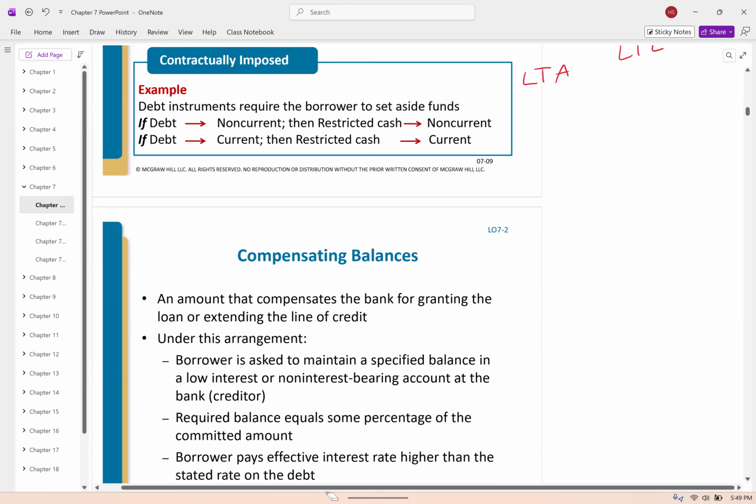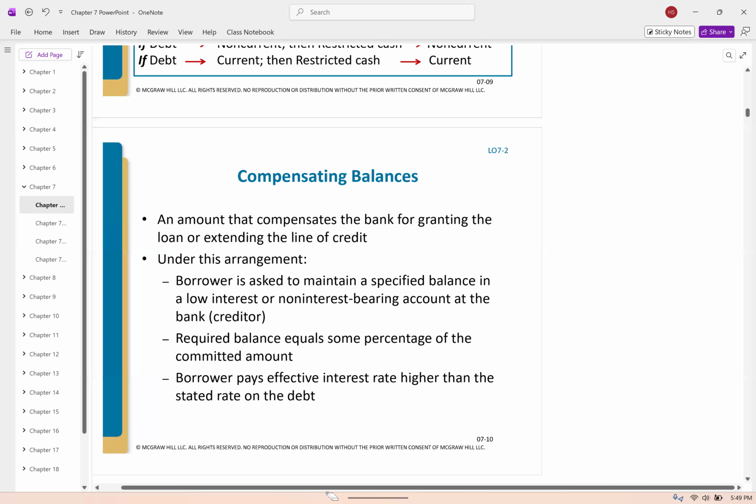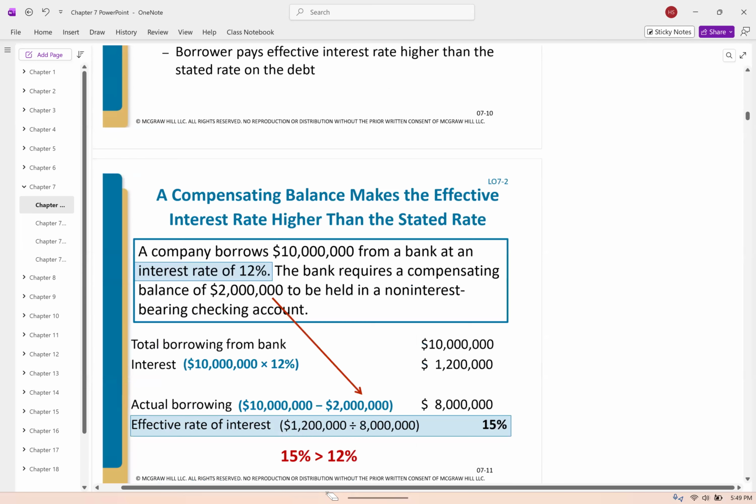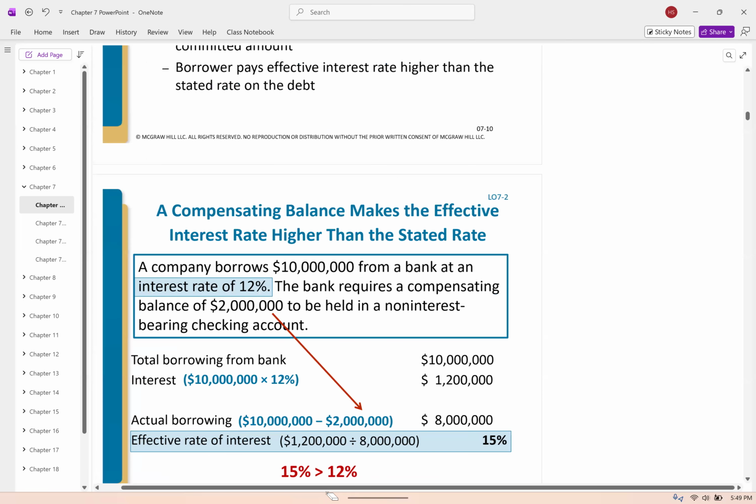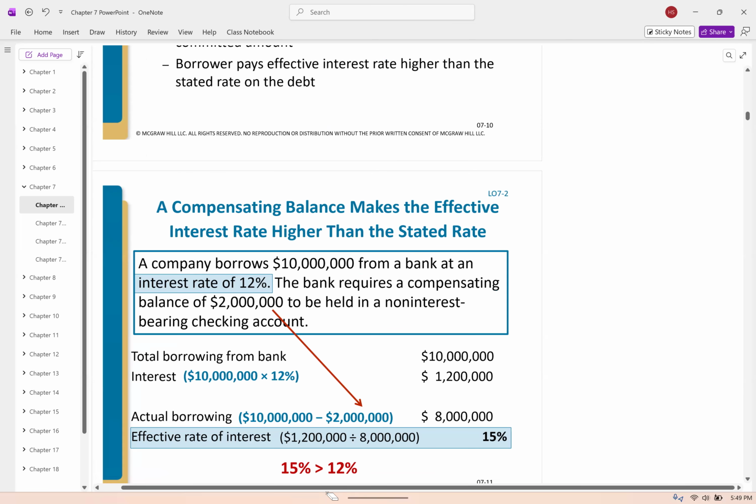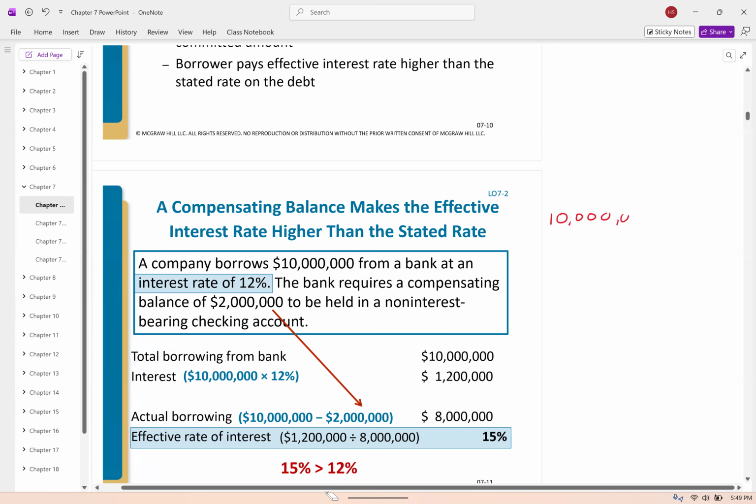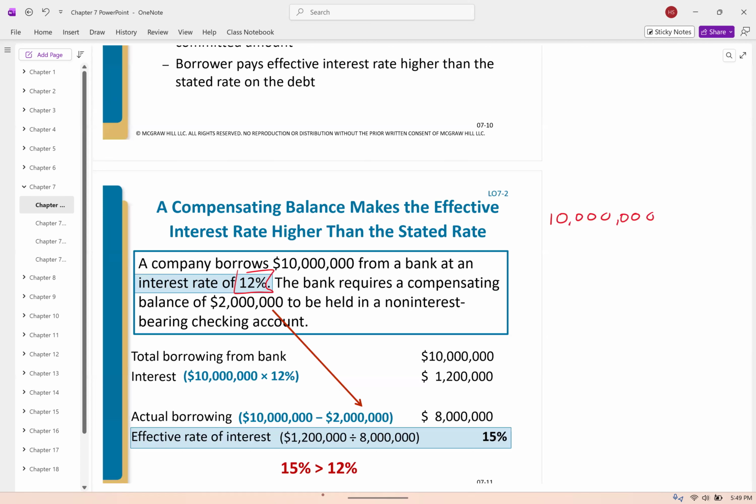Okay. We could have some compensating balances. This is an amount that compensates the bank for granting a loan or extending the line of credit. So the next slide actually gives us an example here. Okay, so let's do this one really quick. I did a little bit of calculation, even though it was here on the slide, I did a little bit off to the side. So it says a company borrows $10 million from the bank at 12% interest. The bank requires a compensating balance of 2 million to be held in a non-interest bearing checking account.